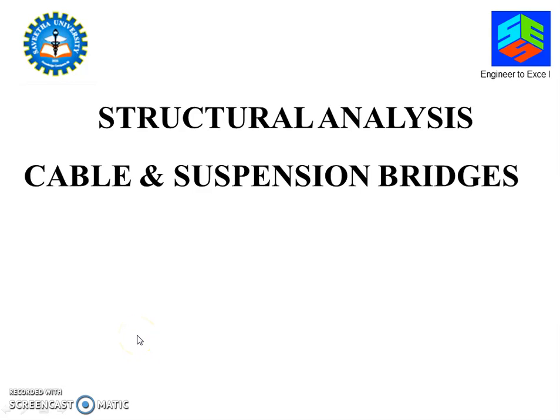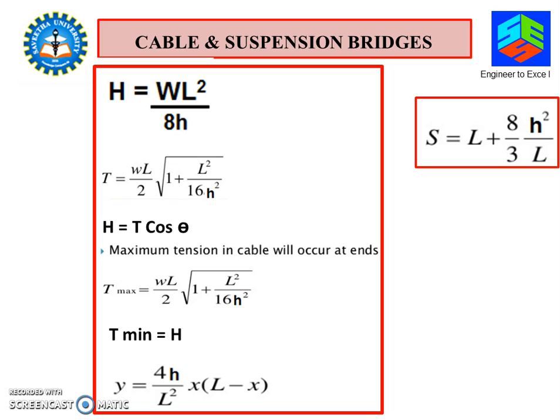So welcome back to the second lecture on cable and suspension bridges. In the previous lecture we have seen how much is the horizontal thrust H, and what is the tension in the cable, with the formula WL by 2 root 1 plus L square by 16H square. If you know the tension in the cable and the angle, then H is equal to T cos theta.